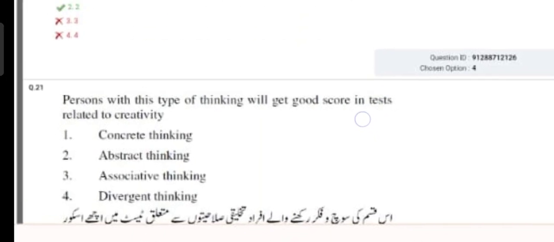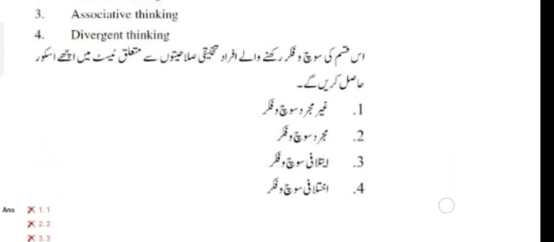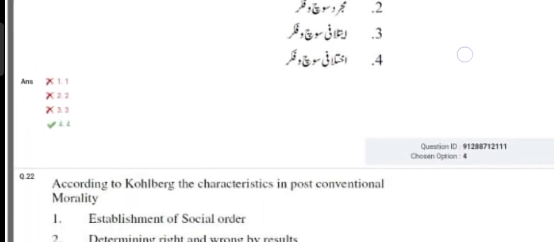Next, 21st question. Persons with this type of thinking will get good score in tests related to creativity: concentrate thinking, abstract thinking, associative thinking, divergent thinking. Let's see the answer. So the answer is fourth one, divergent thinking.